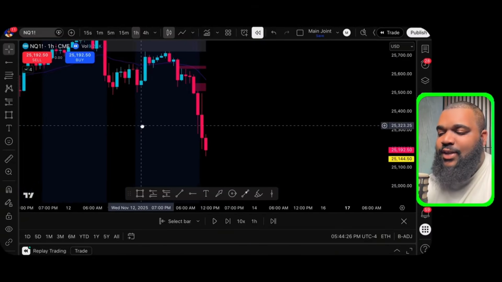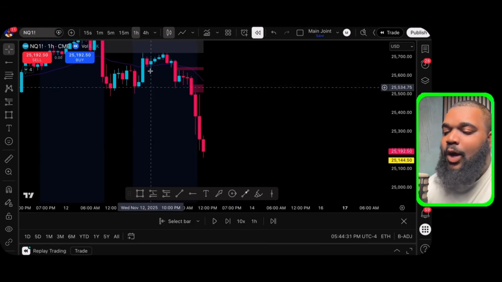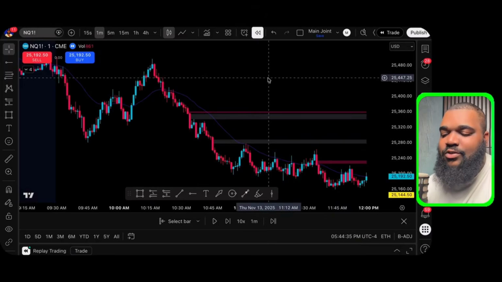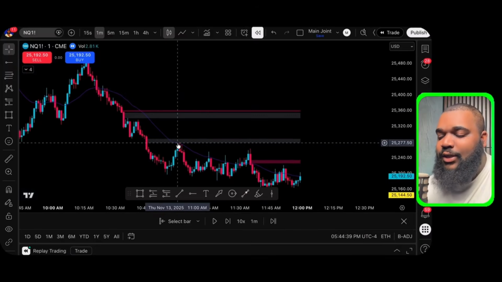Okay, so on the sell side, you have the 1 hour and you have a big old drop. The only thing I'm trying to do now is drop to the 1 minute to see how many fair value gaps are mitigated. So we have one mitigated fair value gap right here. We got another one right here.